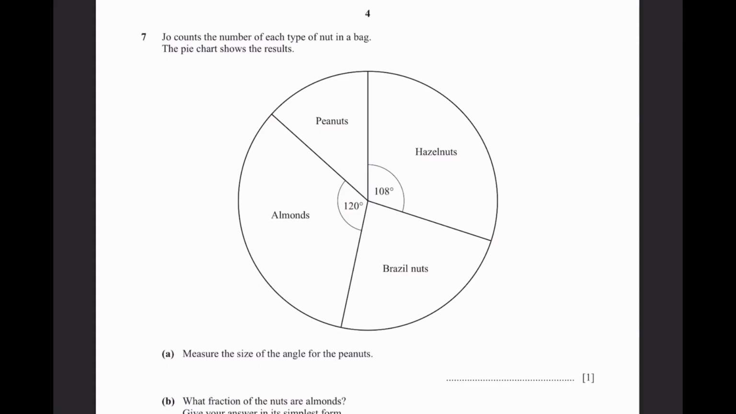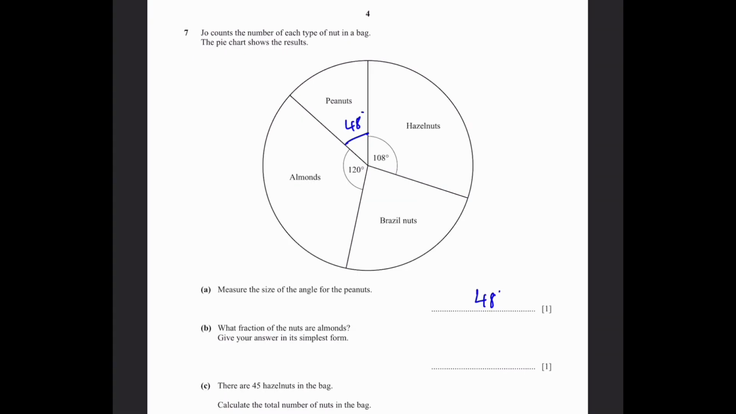Joe counts the number of each type of nut in the bag. The pie chart shows the results. You have almonds at 120 degrees, peanuts at some amount, hazelnuts at 108 degrees, and Brazil nuts at another amount. A. Measure the size of the angle for the peanuts. If you take a protractor and measure this, it'll actually come as 48 degrees. That's the answer.